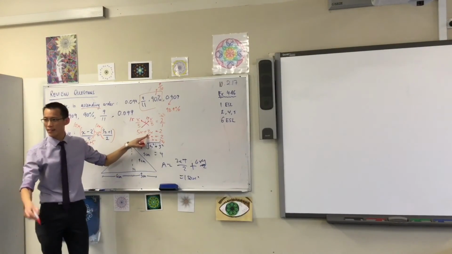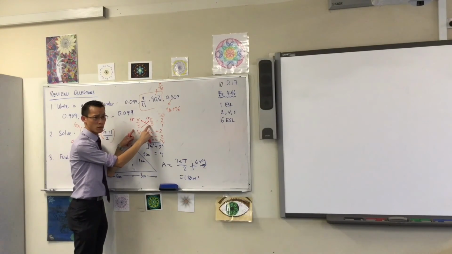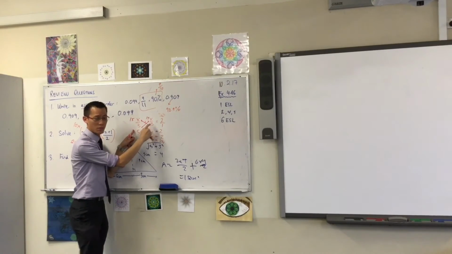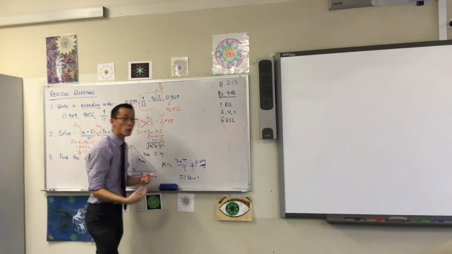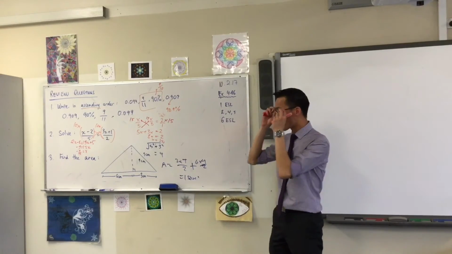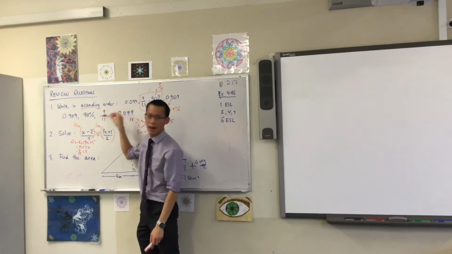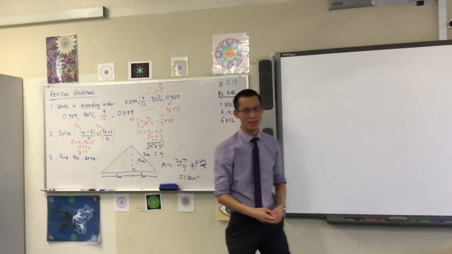Wait, hold on a second. If you multiply these by 15, then shouldn't you multiply something else by 15 as well? So this guy over here ought to become 30. That's why x equals a quarter is not the answer. Okay? So rather than saying cross multiply, I'm going to encourage you to think about what is it you do to both sides. Okay? What is it you do to both sides?